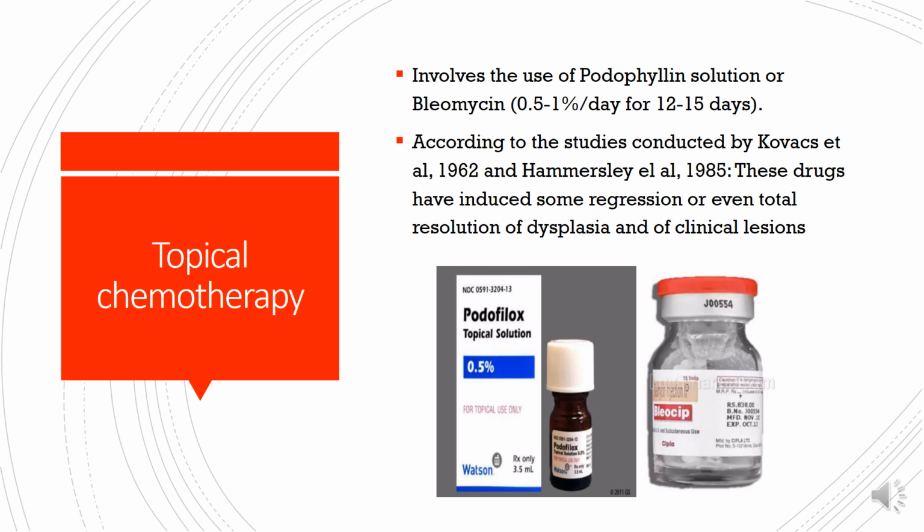Topical chemotherapy involves the use of podophyllin solution or bleomycin, 0.5 to 1% per day for 12 to 15 days. According to some studies, these drugs have induced some regression or even total resolution of dysplasia and of clinical lesions.